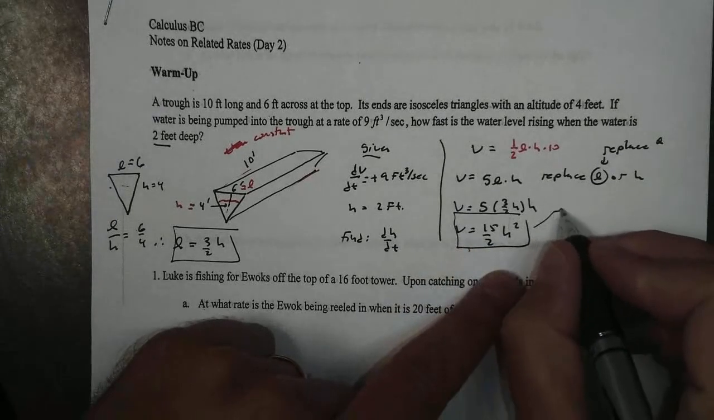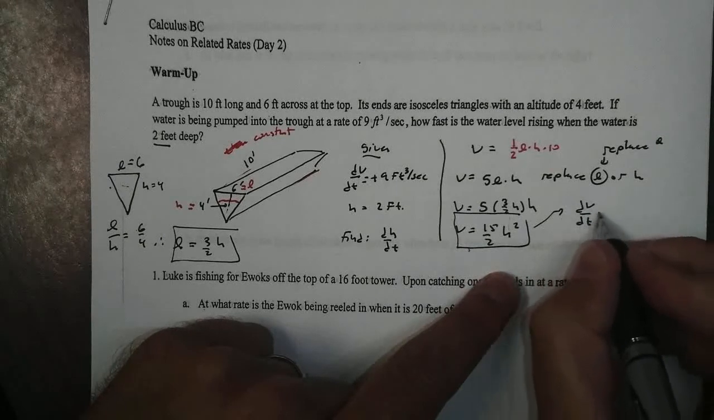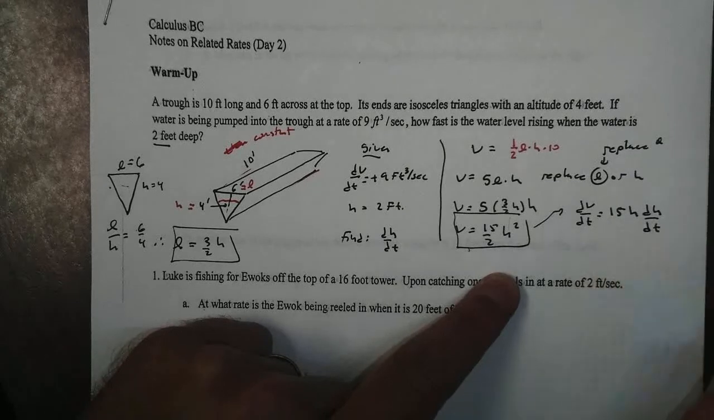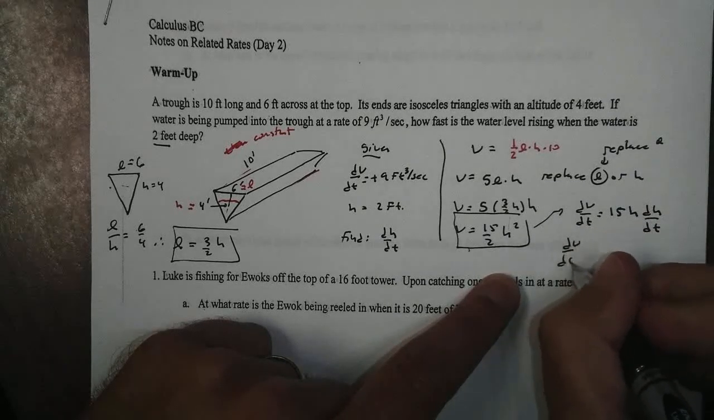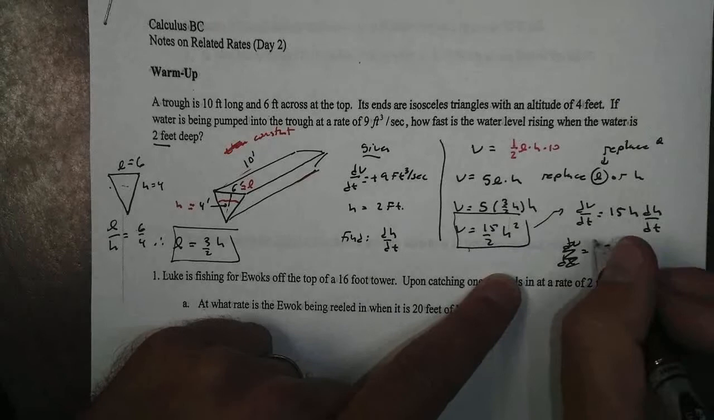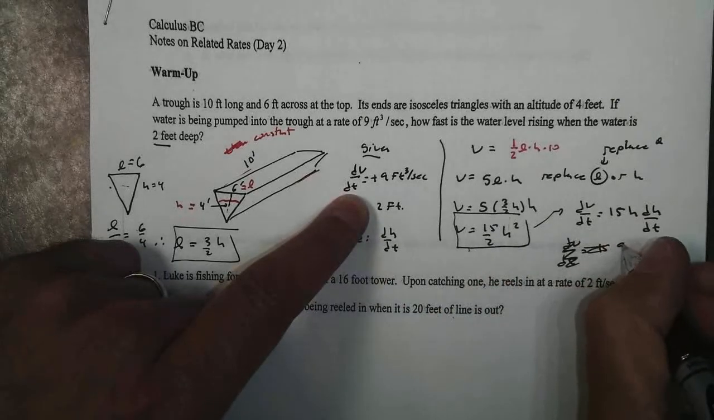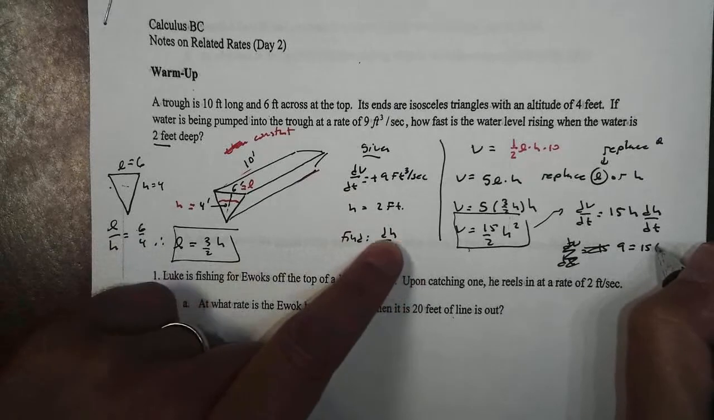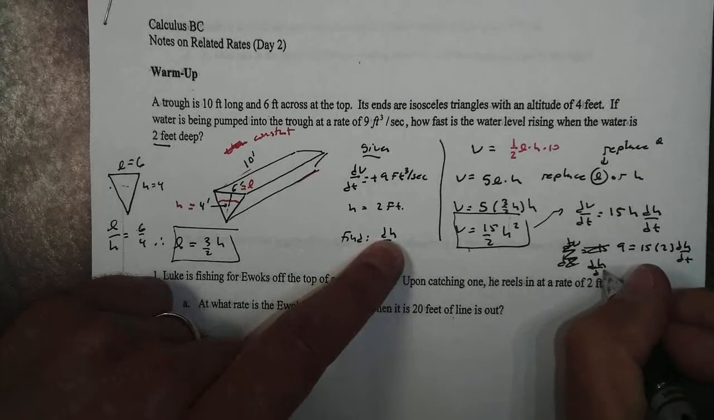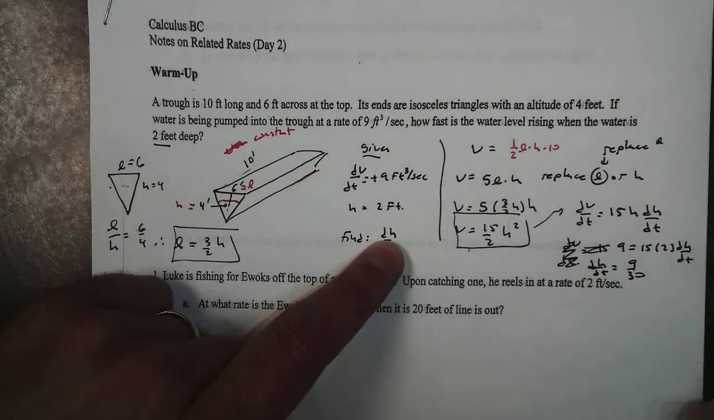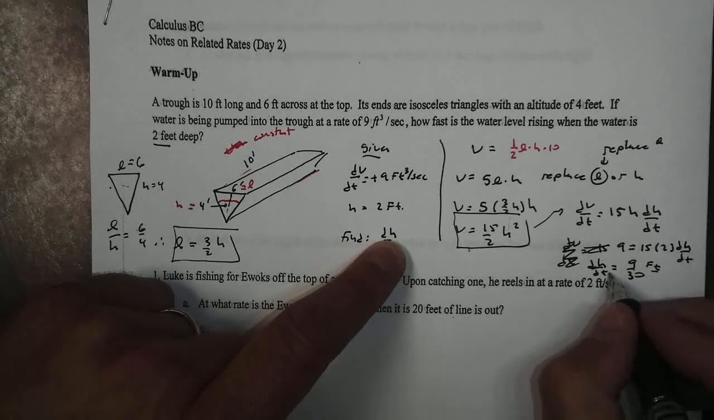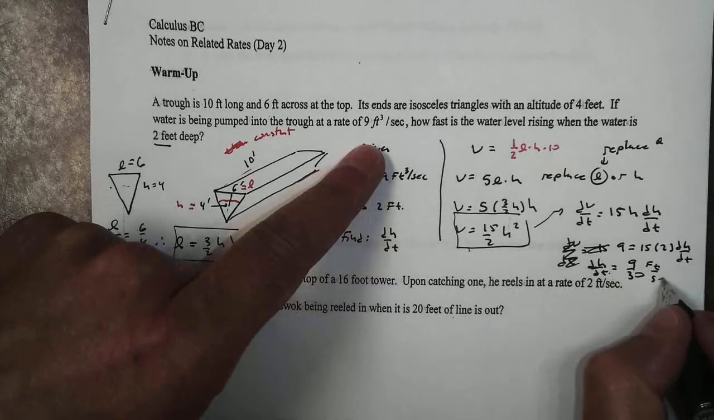Taking our derivative, dV/dt is going to equal 15H dH/dt. And I can just plug in everything. dV/dt is what we knew, and we know that is 9, so we get 9 equals 15 times H, which we're told is 2, times dH/dt. So we get dH/dt equals 9 over 30, and you can reduce that to 3/10 if you like. The unit of height is feet, and my change in time will be in seconds.